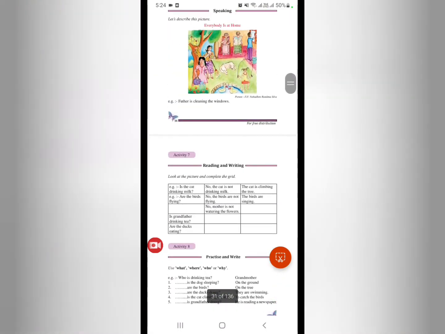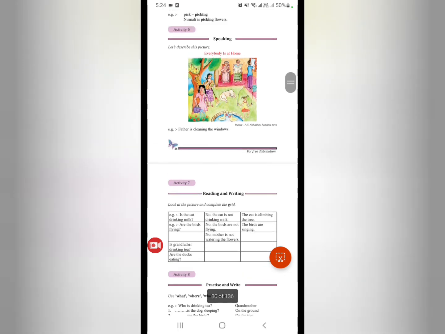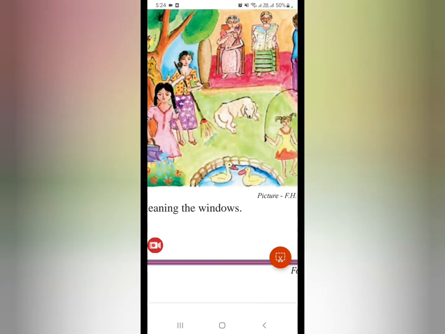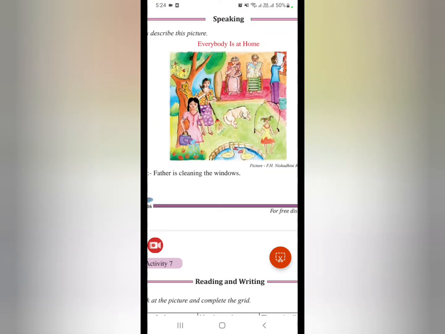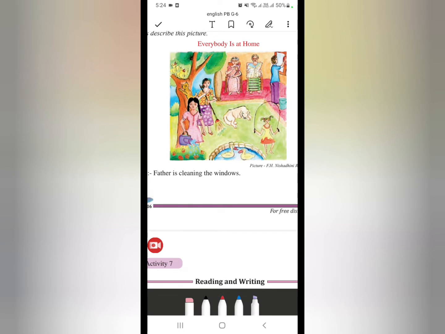Okay, now we should see this picture and complete this grid. They have given an example: is the cat drinking milk? Can you see a cat in the picture? Yes, we can see a cat in this picture. What is it doing? It is climbing up on the tree. The cat is climbing up on the tree.